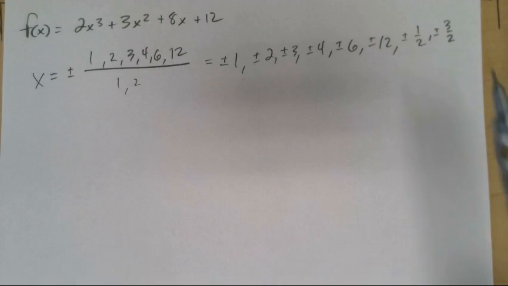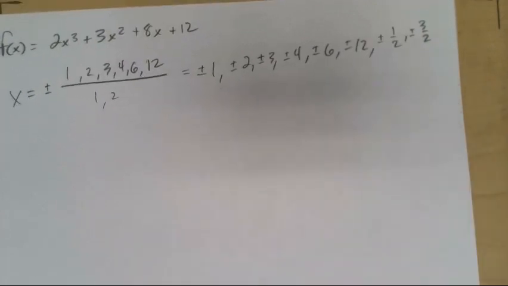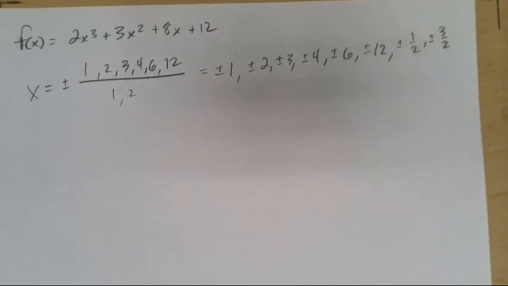That's a lot of possibilities. That's like what? 1, 2, 3, 4, 5, 6, 7, 8 times 2. That's like 16 possibilities. Okay. Wow. So that's part A.